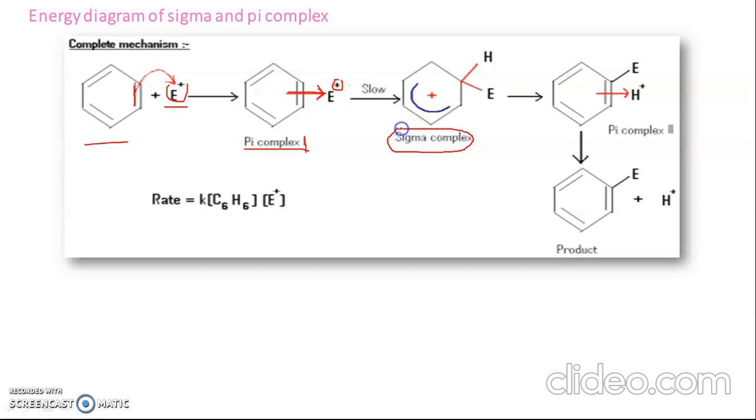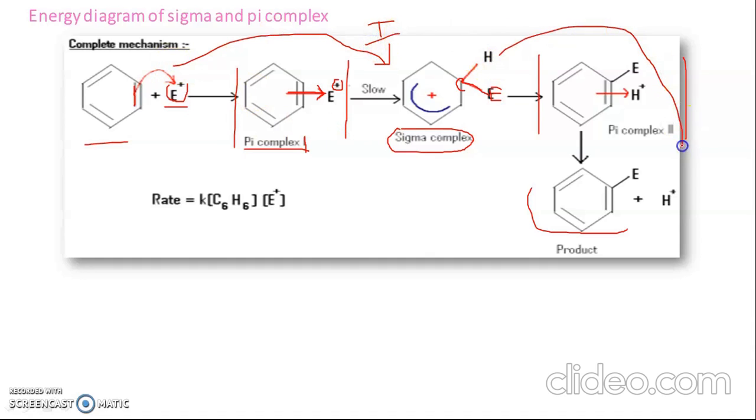Next, what will happen? The actual sigma complex, that is our arenium complex that we have already seen, will be formed, and here you can see the actual covalent bond between the carbon and the electrophile is now formed. Fine. In the next step, though we know this is the final product, actually we have omitted these two species in the previous mechanism, the pi complex 1 and pi complex 2. If you just omit these two species, it will be the step like this. This is the first step, this is the second step.